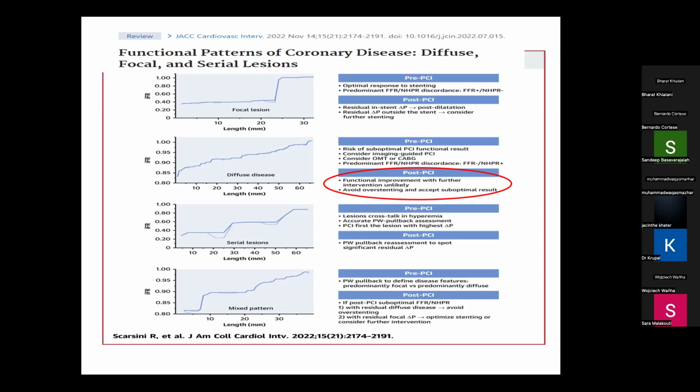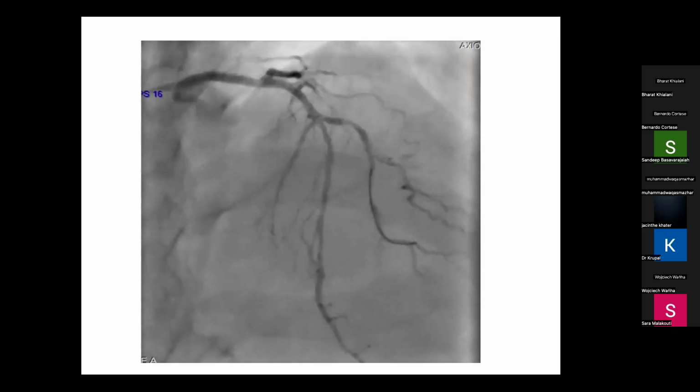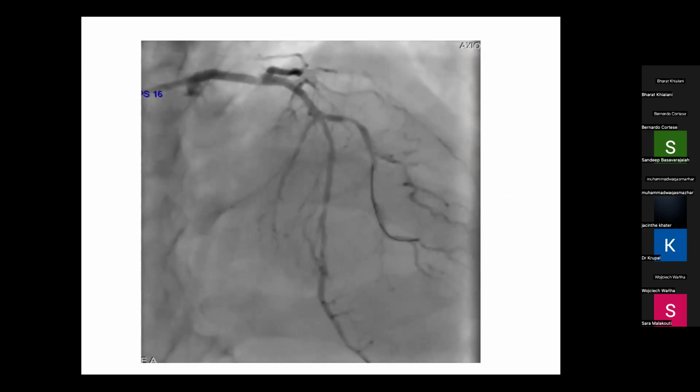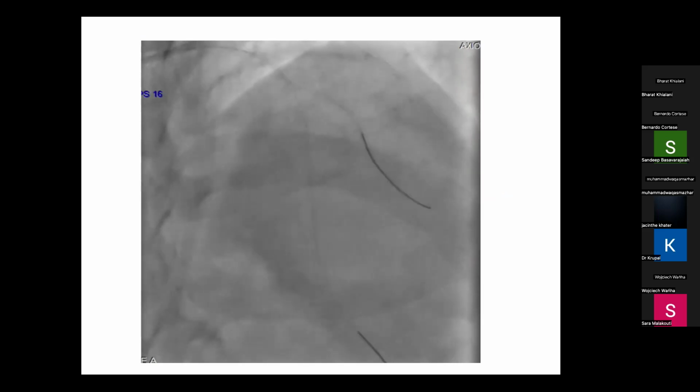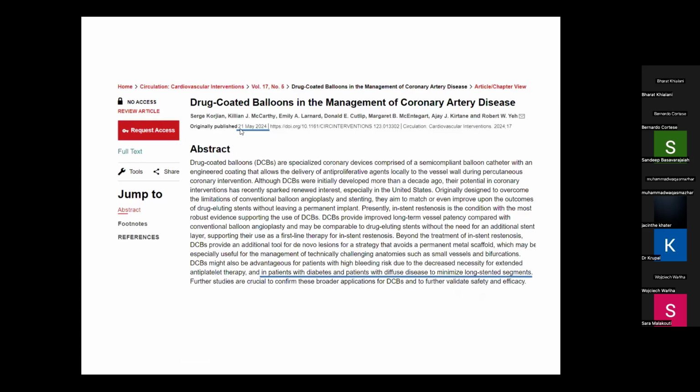Yes, I think that is a very good approach. The other thing is that this could be a potential indication for DCB in diffuse disease. I'm just quoting this review article, which was published just one month back, in the month of May. Most of the authors are from the USA, where DCB use is less.